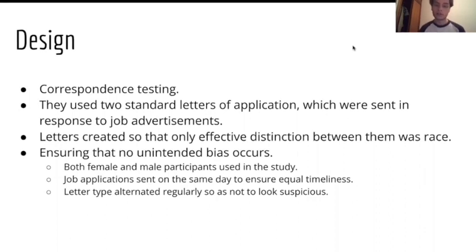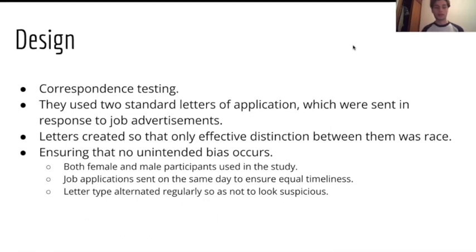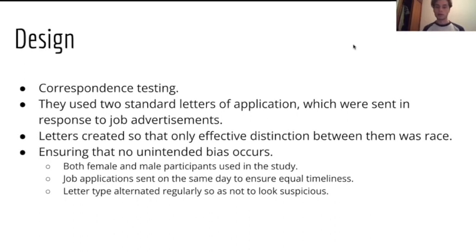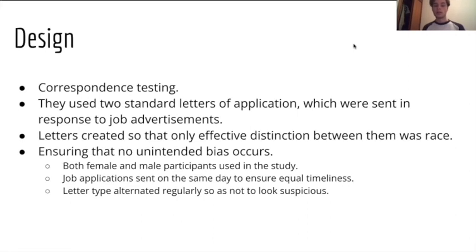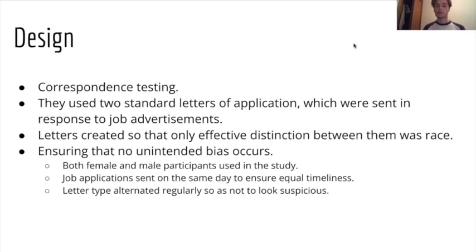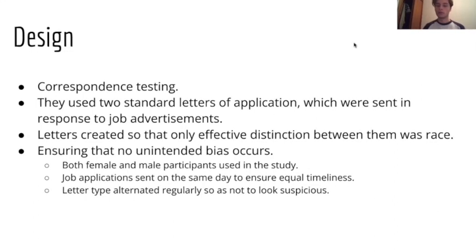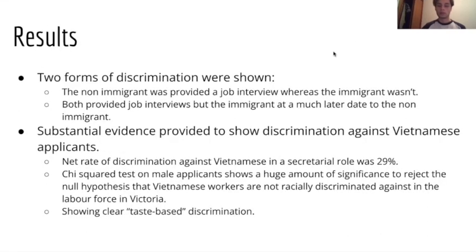So obviously they used two standard letters of application, which were sent in response to job advertisements. Letters were created so that the only effective distinction was their race, so that they could purely, unbiasedly look at the race and how that influenced whether they got the job, ensuring that no unintended bias occurs. Both female and male participants were used in the study. Job applications were sent on the same day to ensure equal timelines, and the letter type alternated regularly, so as not to look suspicious to the people receiving job applications.